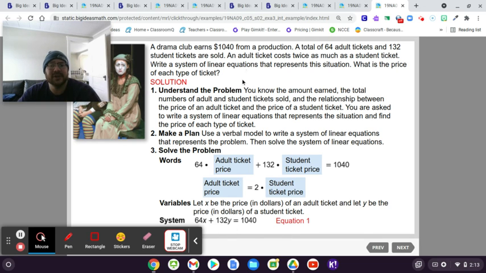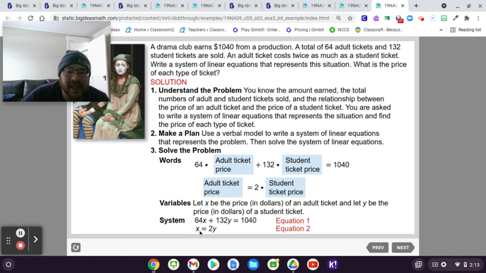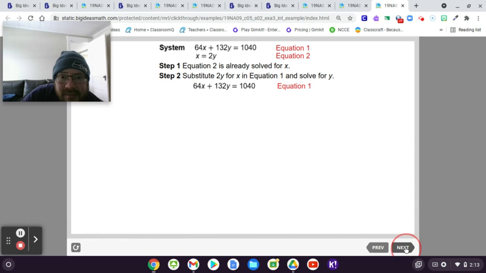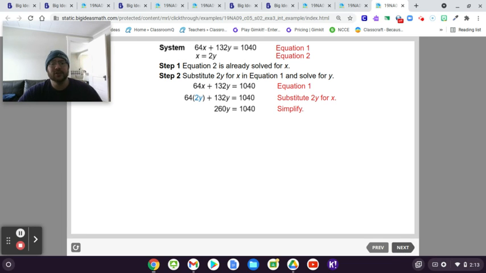And then we have a second equation that says an adult ticket costs twice as much as a student ticket. So you would write that as x equals 2y. And then you can solve that by substituting. This is a great one to substitute because you only have to replace this x here with this 2y. And we'll just go through that quickly. There it is. So you replace this x with 2y, and you end up getting 128y plus 132y, which is 260y, equals 1,040, and then you divide to get y equals 4.